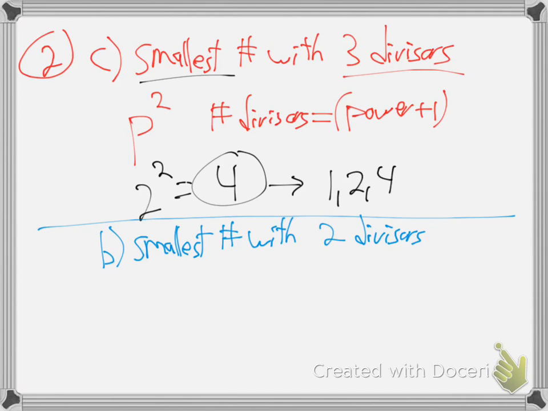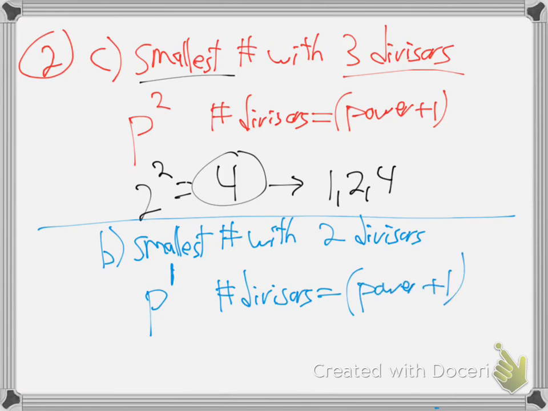So what's the model, the template for building a number with 2 divisors? Prime to what? Prime to the first, because again, the number of divisors is power plus 1. So any prime to the first power will have 2 divisors, won't it? What's the smallest one I can make? 2 to the first. Whoop, why did I write second? 2 to the first. In other words, just 2. Does 2 have 2 divisors? Yeah, 1 and 2. It's the smallest number with 2 divisors.